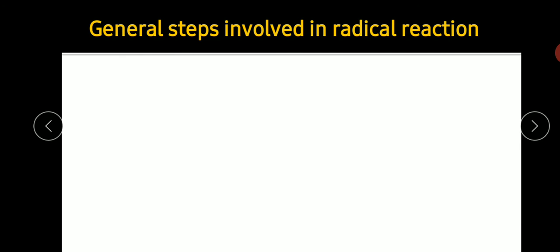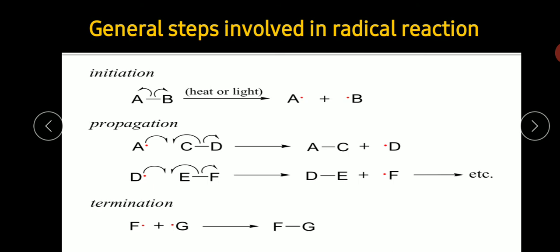See the general steps involved in radical reaction. There are three steps involved in free radical reaction. First one is the initiation step. The second step is the propagation, and last one is the termination. First, see the initiation step.